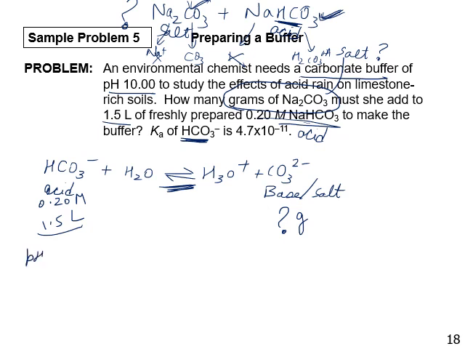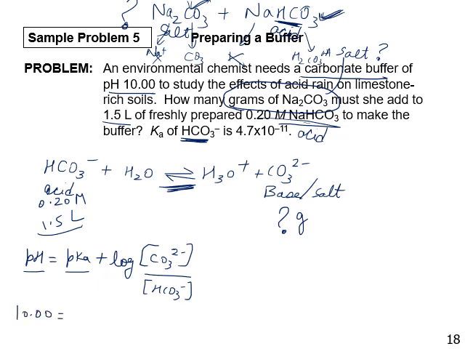What do we know from there? pH is pKa plus log salt. Salt for me is CO3 2 minus over acid HCO3 minus. Now here, concentrations. Do I know pKa? Do I know pH? First thing, pH is 10. Perfect. I know pH is 10, what I want is pKa. Ka is given to me, so I can find pKa. What is pKa?